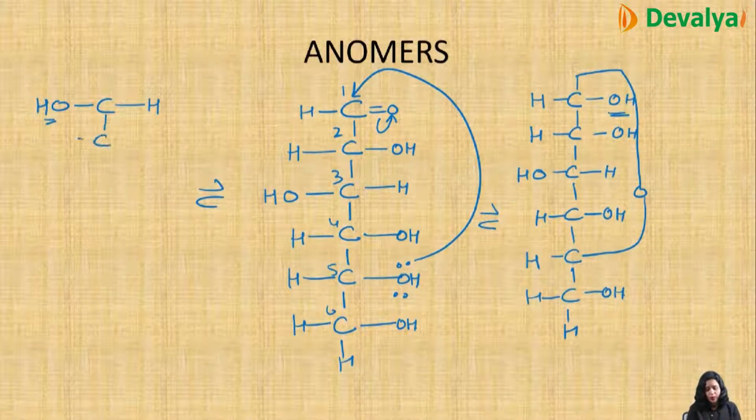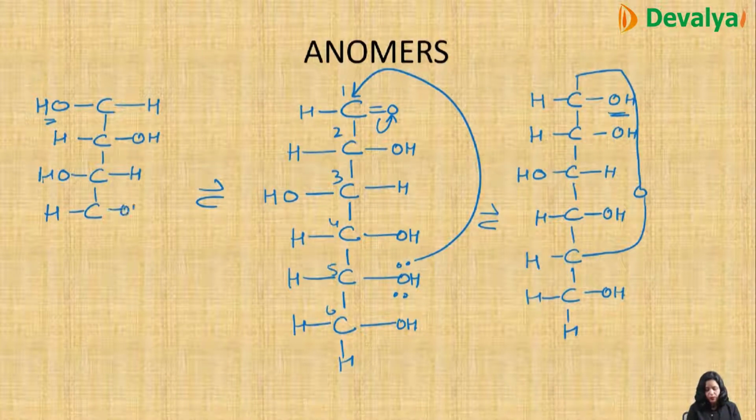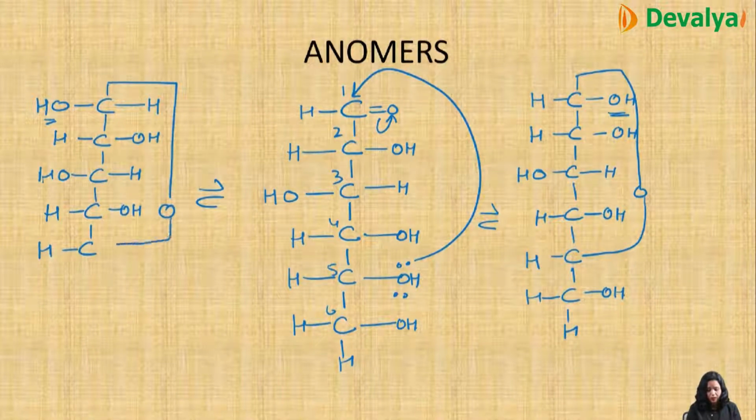So it is CHOH, COH, H, CH2OH, CH, and through oxygen they will link. This is known as hemiacetal form of the glucose.